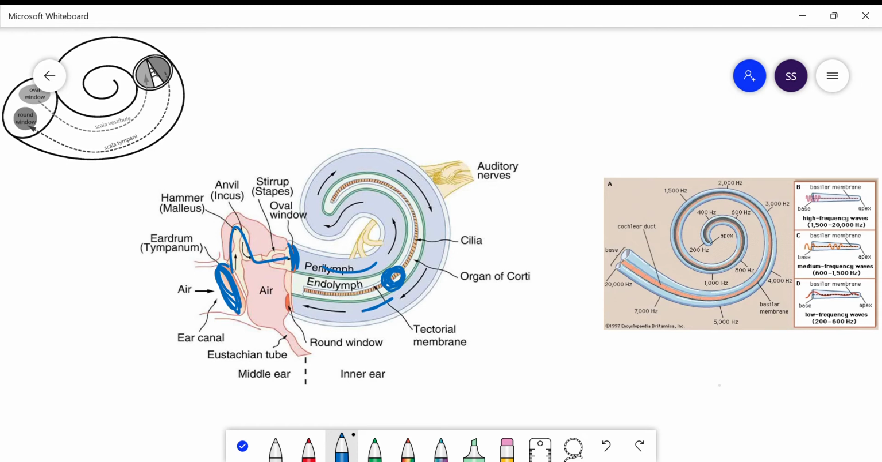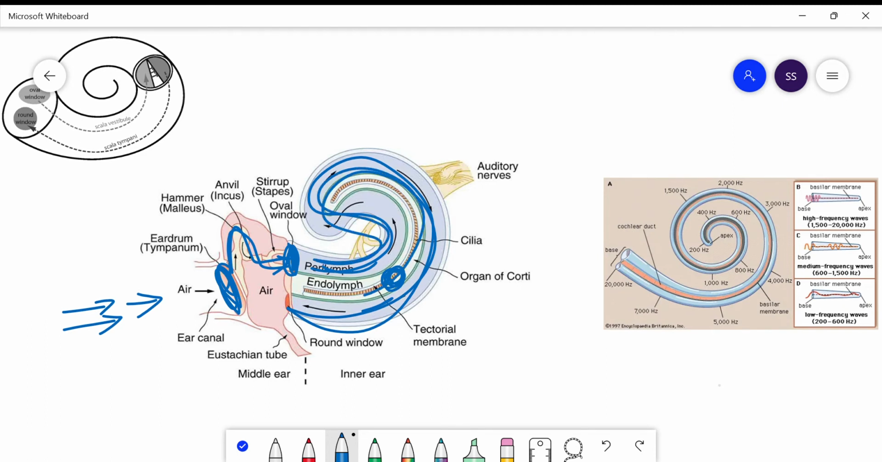So what happens when your sound waves come and hit your tympanic membrane is it gets transmitted here. It hits the oval window. It causes the vibrations to go through the perilymph of the scala tympani and scala vestibuli. This gets translated into the cochlea. What you can see here inside.